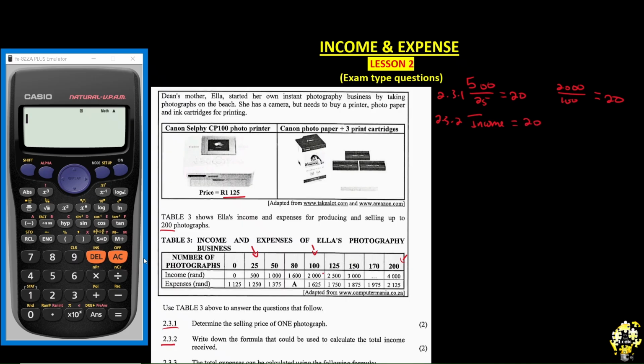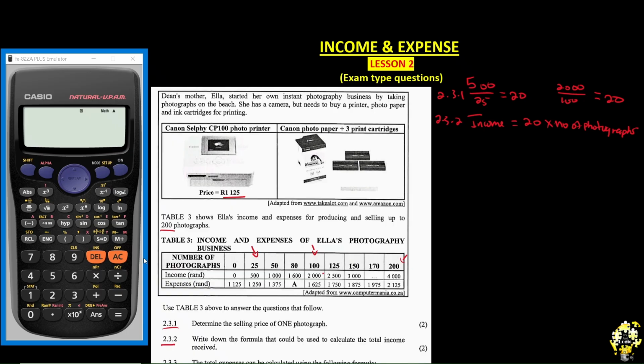It's 20 rands multiplied by, it's not going to be by the number of hamburgers. Don't do that. That was for that example that I made. It's the number of photographs. Yes, this is what they are looking for. You don't put selling price because you already know selling price. If we didn't know selling price, maybe then we would be allowed to put selling price.